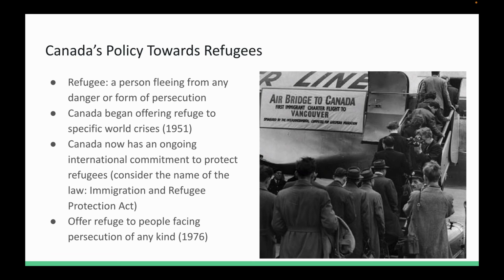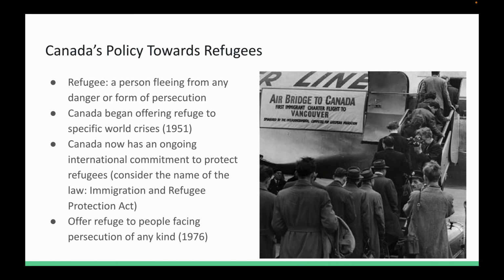The problem was that the crisis needed to be recognized by Canada for a refugee to actually qualify on being a refugee. But we have changed that. In 1976, we started offering people facing any persecution anywhere in the world the ability to come to Canada as a refugee. And today we have this commitment, this international commitment to protect refugees under our Immigration and Refugee Protection Act.